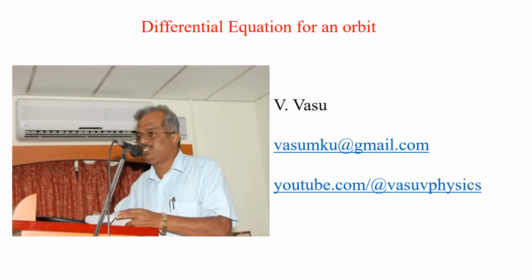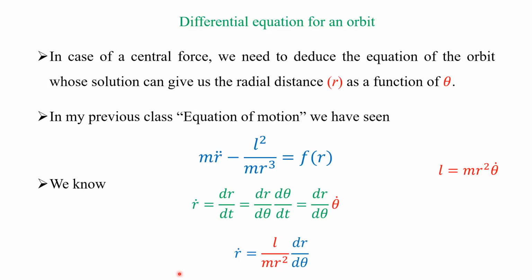In this lecture, we will see the differential equation for an orbit. In my previous class, we have seen the equation of motion and its first integral. In this class, we are going to see the differential equation of an orbit. In the case of a central force, we need to deduce the equation of the orbit whose solution can give us the radial distance r as a function of theta.